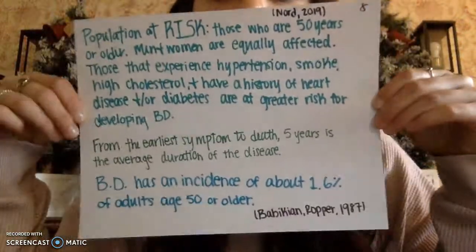BD has an incidence of about 1.6% of adults age 50 or older. I'm going to hold this up again in case you want to read through it, and I'll have all my slides available at the end, or attached to this. Okay, treatment. Treatment is symptomatic because there is no cure, sadly, for Binswanger. So basically the treatment is intended only to reduce the risk factors for stroke.